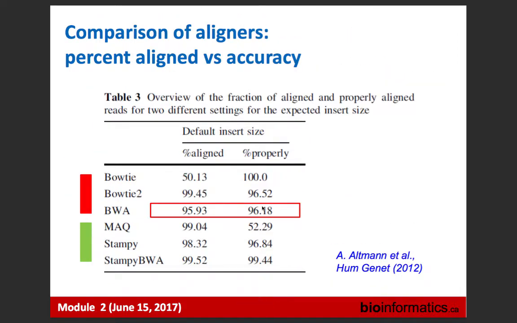BWA, which has a relatively high alignment rate, alignability rate, and relatively high specificity. So quite a few of them are properly aligned. And it's fast. Why would you not choose Bowtie 2 if it's high? You can, yeah. It's a very similar principle, and it's just your choice. Bowtie 2, nothing wrong with it. You can use it.